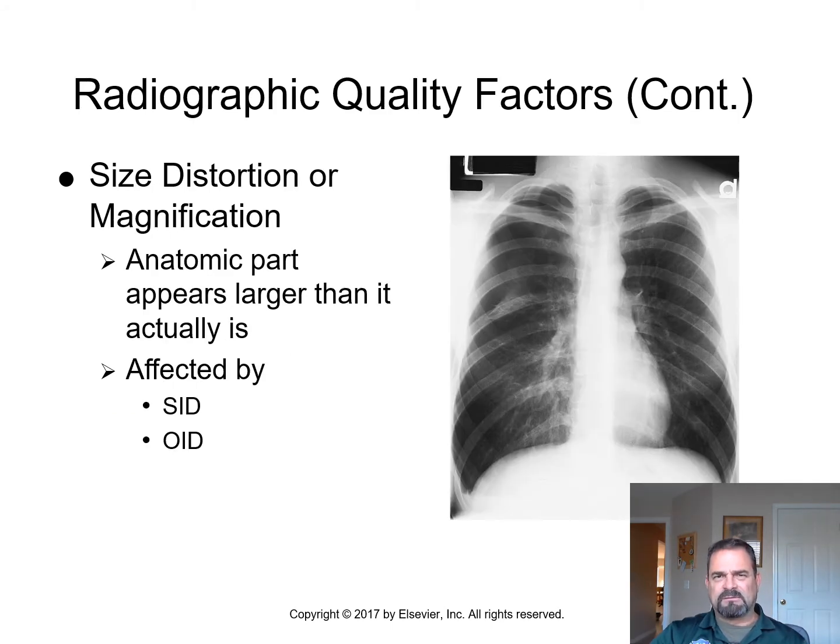Okay, the size distortion or magnification is where the anatomic part appears to be larger than it actually is. It is affected by the SID, which is the source image receptor distance, and the OID, which is the object image receptor distance. This is very clear on figure 7-8 on page 83.